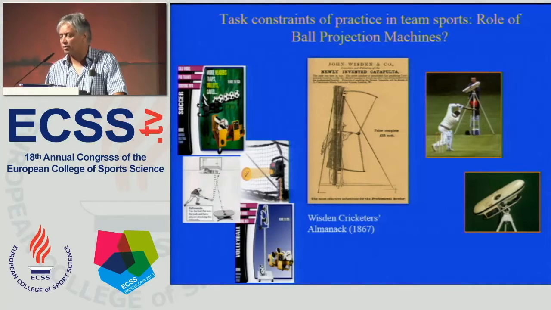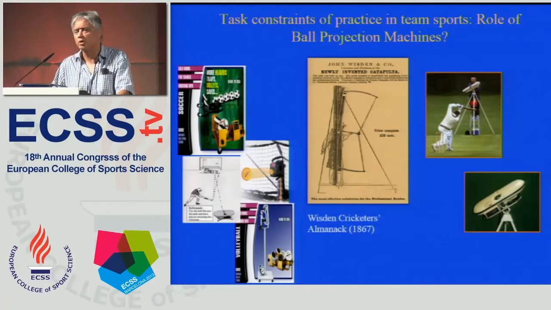Here's a graph from an original ball projection machine that was used in 1867 at the princely sum of £12. You would have purchased that bit of technology. And on the right-hand side of the screen, you can see the modern technology used to practice cricket actions.